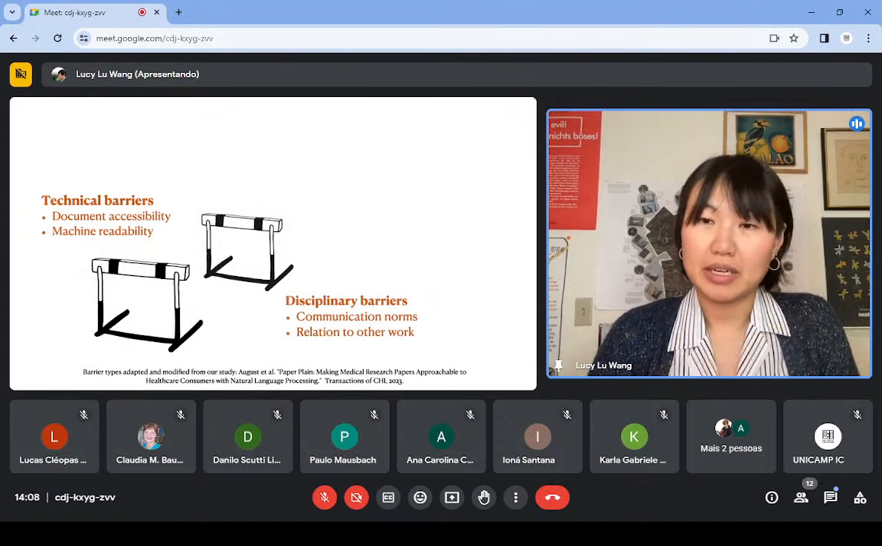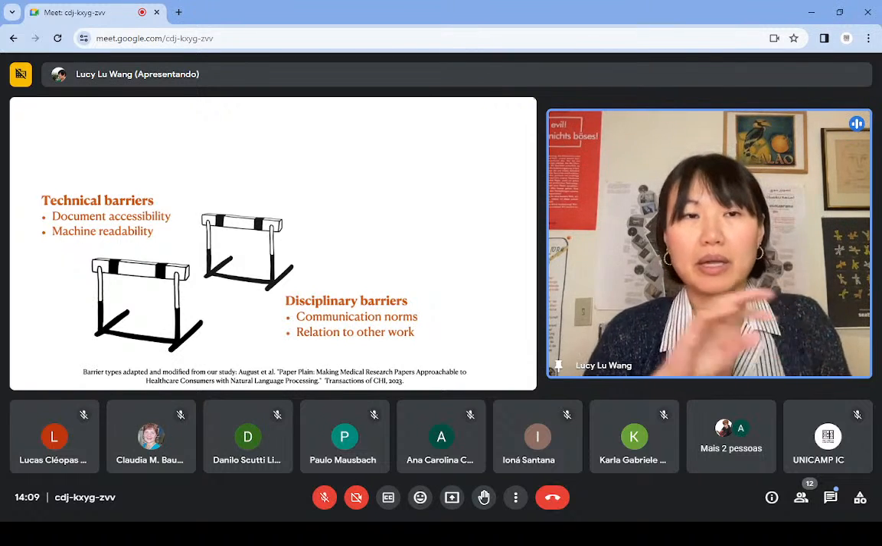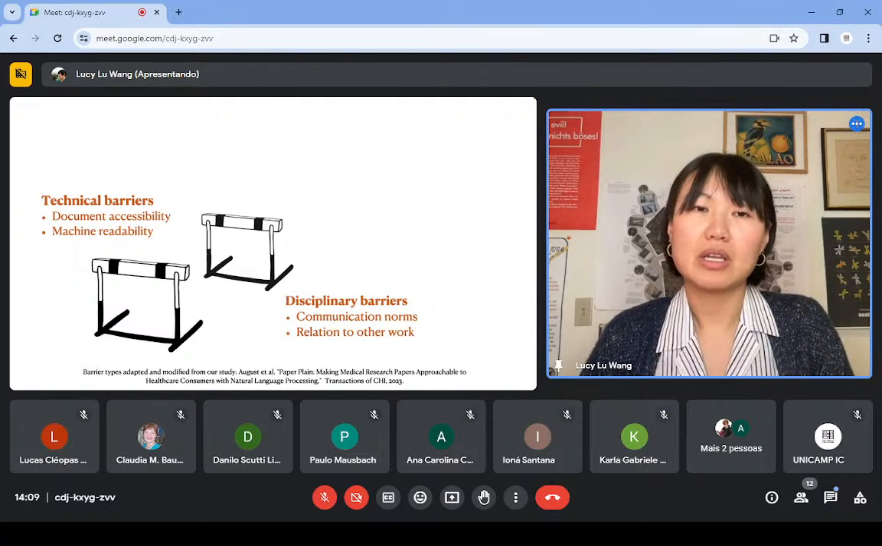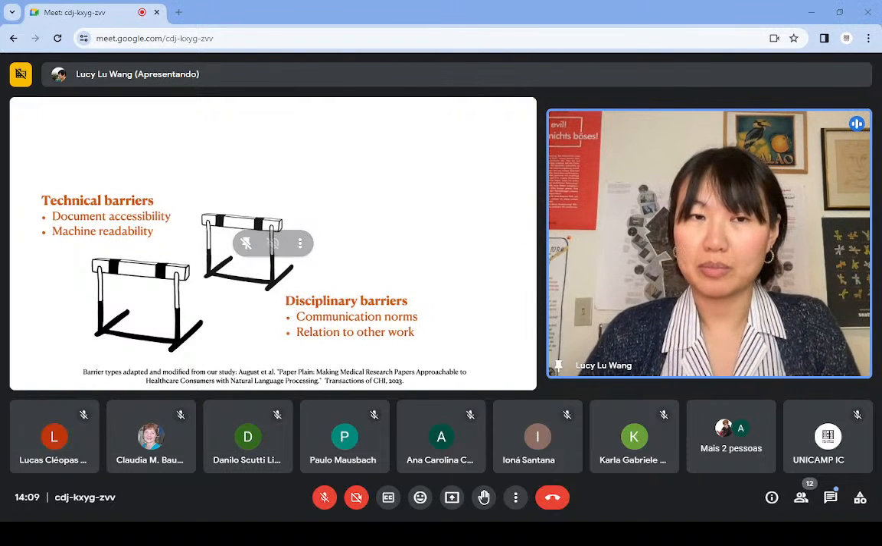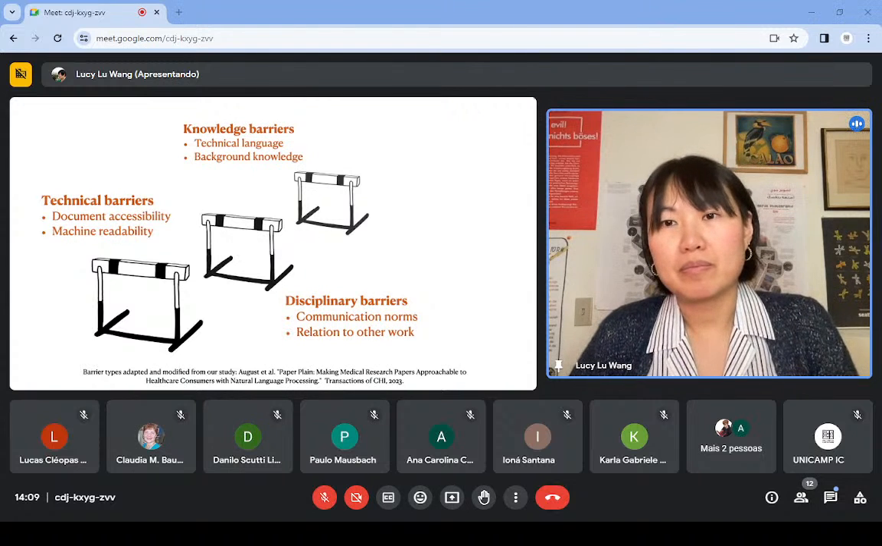There are also disciplinary barriers. A researcher from a different discipline might have difficulty coming in and understanding the content of a paper because there are different communication norms and relations to prior work, which they're maybe not familiar with. There are many computer scientists in the room. I think if you've ever tried to read a paper, for example, from biology or physics, you probably know what I mean. And related to this, there are also knowledge barriers, right?